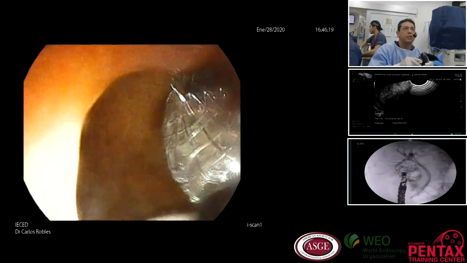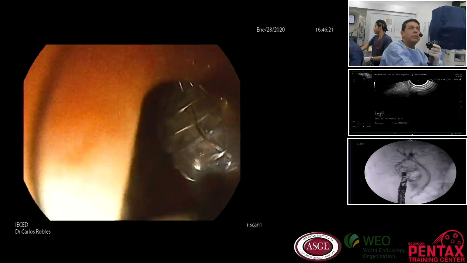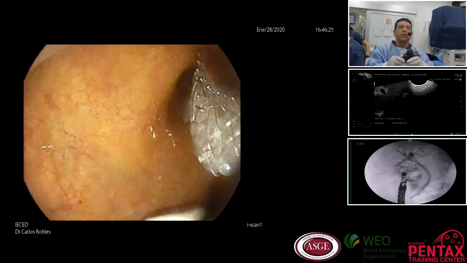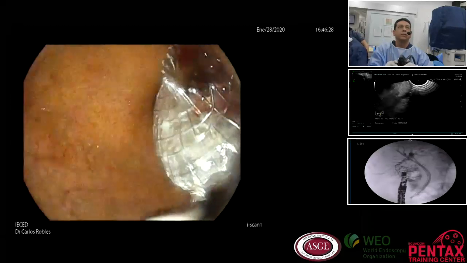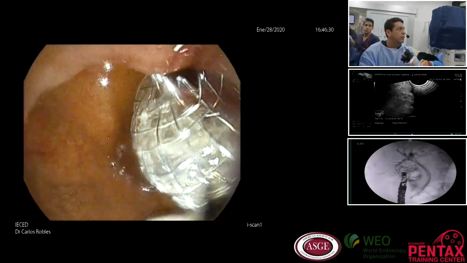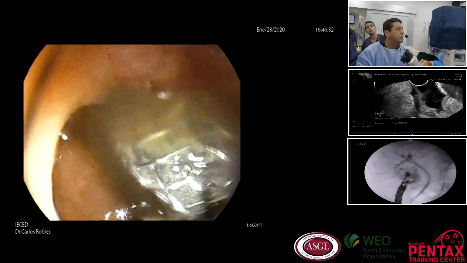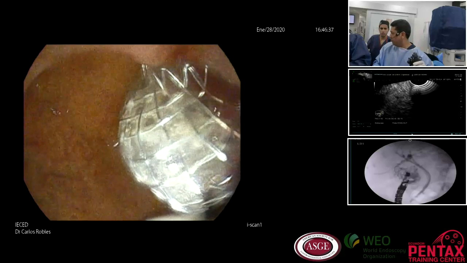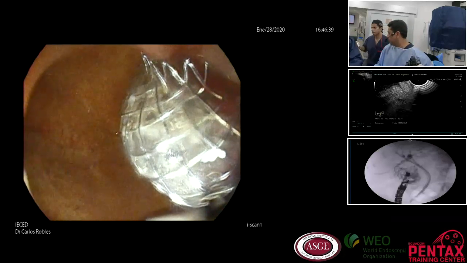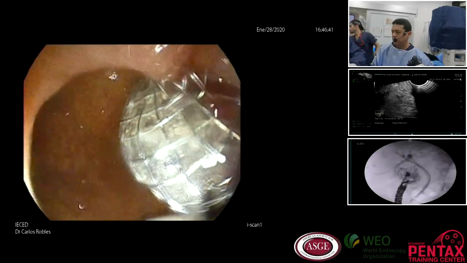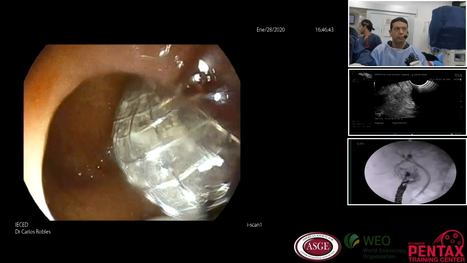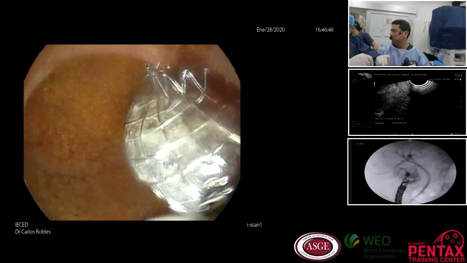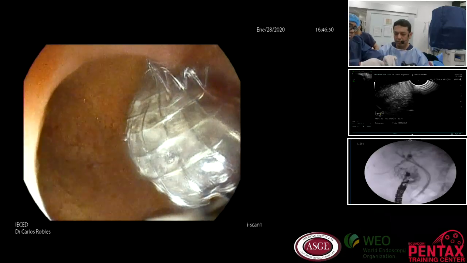So is this a transduodenal? I think it's raining now. It's raining. Okay. Yes. Okay, está bien. ¿Balón? Okay, ya.